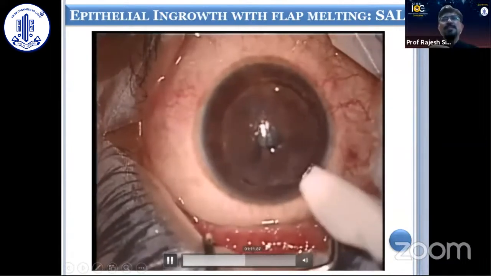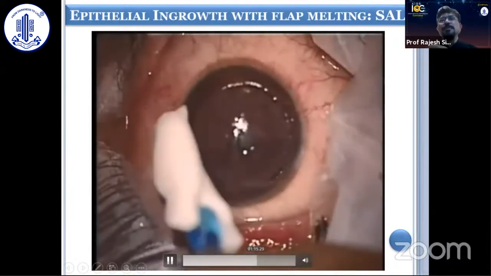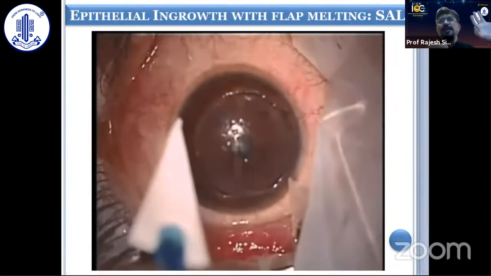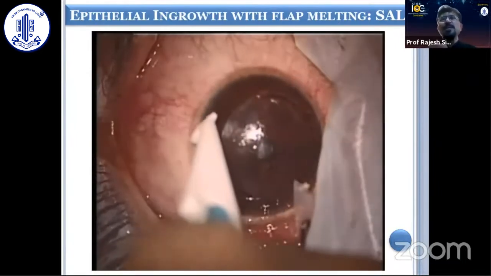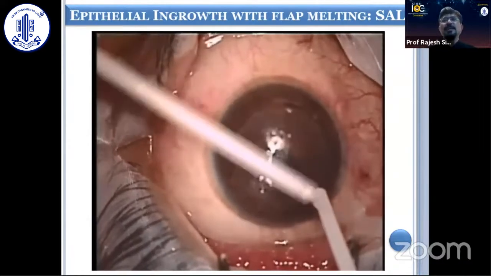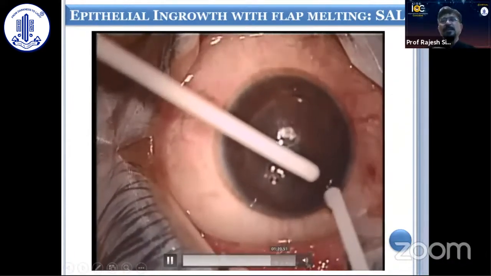And once the donor lenticule was placed, then you put a little bit of fibrin glue after drying the edges nicely so that the donor lenticule adheres well, and then you put fibrin glue at the edge, and then a bandage contact lens is placed over it.